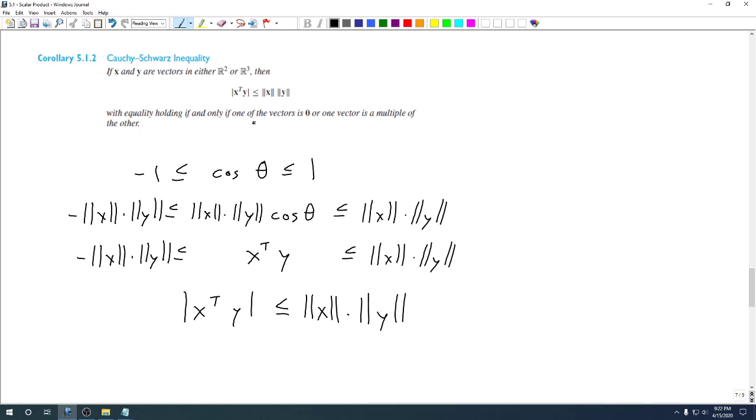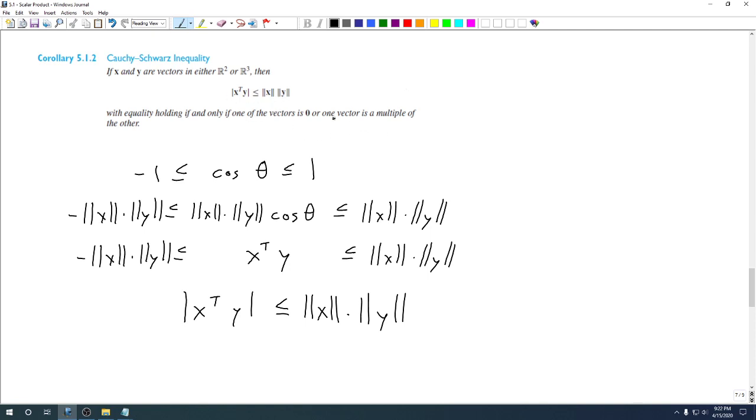One thing to note here is that this specifies an equal sign if and only if one of the vectors is 0 or one vector is a multiple of the other. In other words, if either of the vectors is 0, both sides are going to be equal to 0, where the product of 0 and anything is 0, and the magnitude of the 0 vector is 0, so these will both be 0.